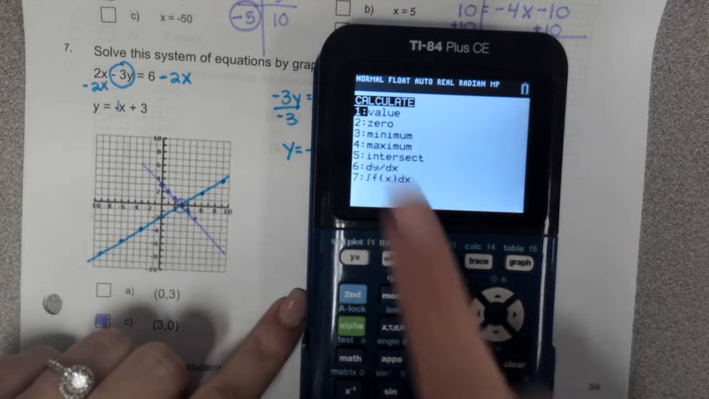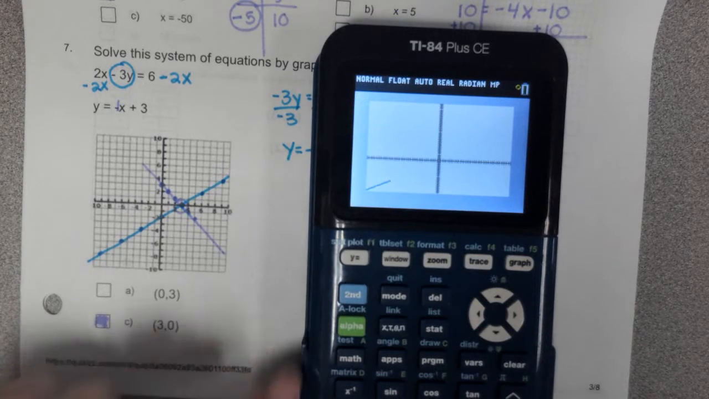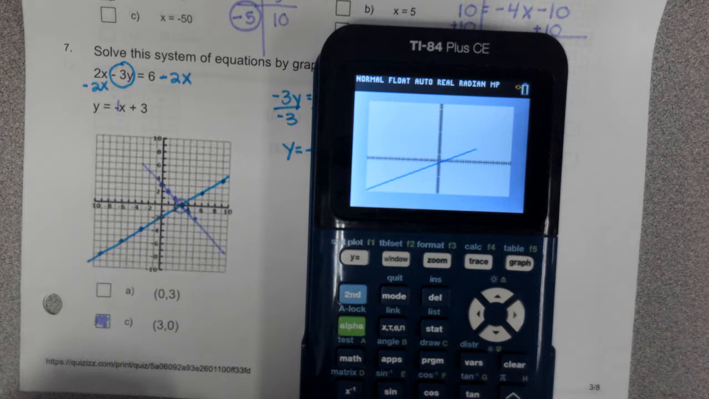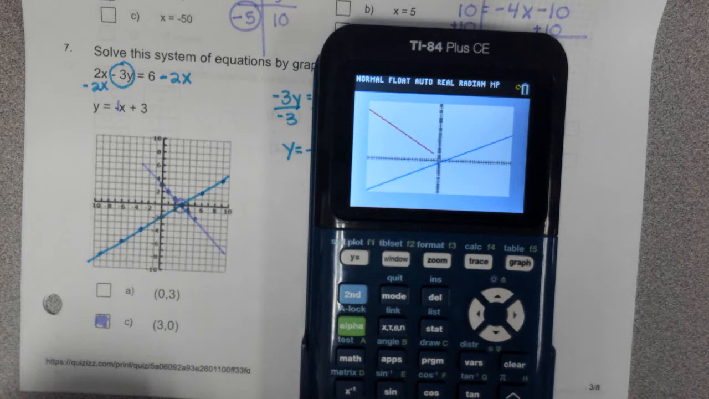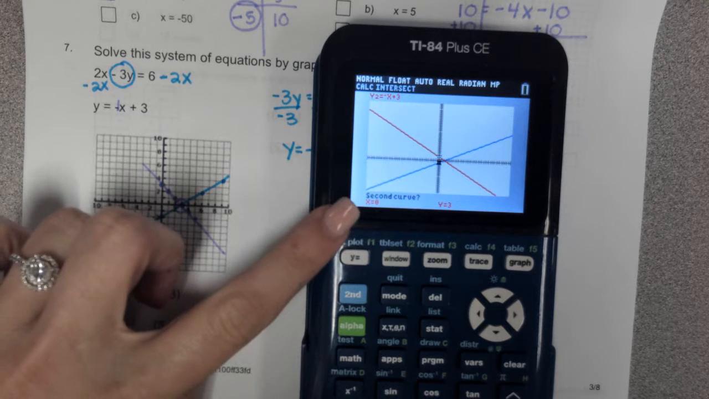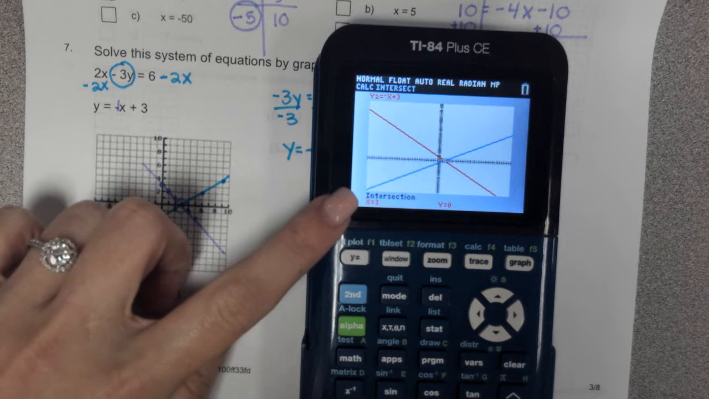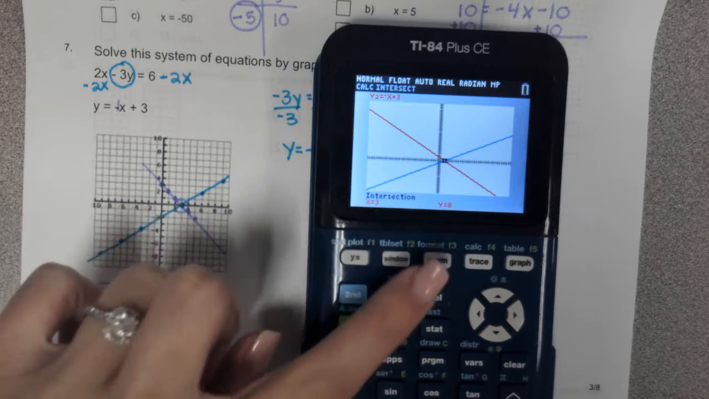We're looking for that point of intersection. Wait for it. When it's done graphing, you're going to click enter, enter, enter, and it'll tell you the intersection is at 3, 0.